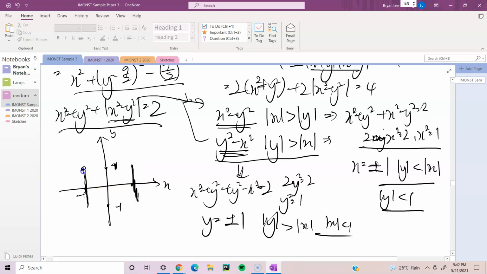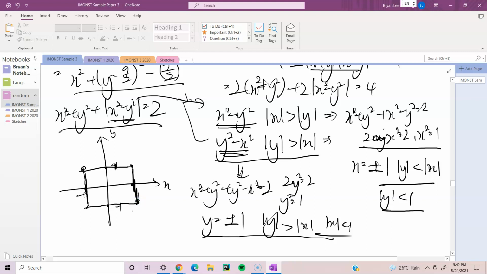So yeah, until here. Okay, and then the next case would be y equals positive or negative 1, but then the absolute value of x is smaller than 1. So it'll be something like this, and then like this. So we would have our square. This is a square, the graph.